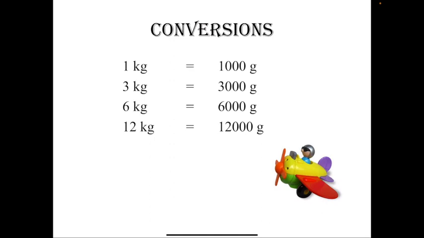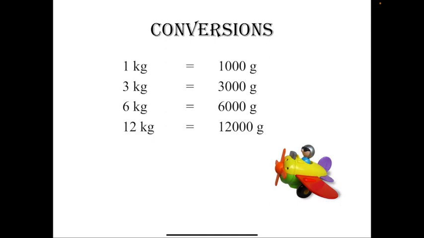Like as I told you, 1 kilogram is equal to 1000 grams. So what is 3 kilograms equal to in grams? Yes children. Whatever kilograms you are given, you will multiply it by 1000 because the basic relation is that 1 kilogram has 1000 grams. So whatever kilograms are given to you, you will multiply that by 1000 and you will get your answer in grams. Like 3 kilograms is equal to 3 multiplied by 1000 is equal to 3000 grams.